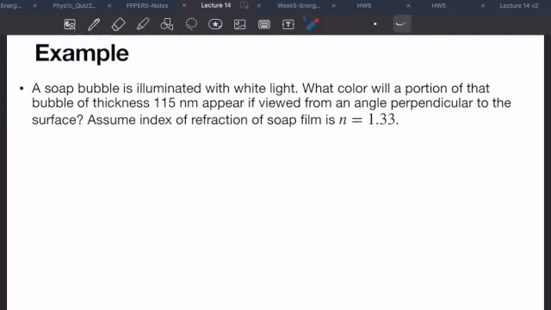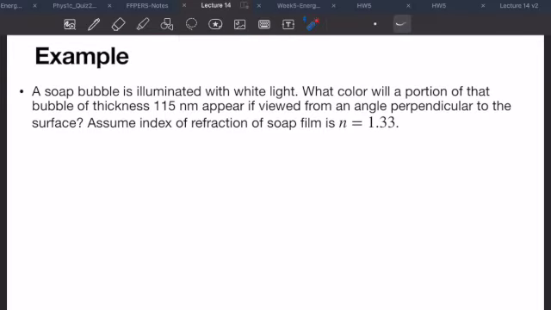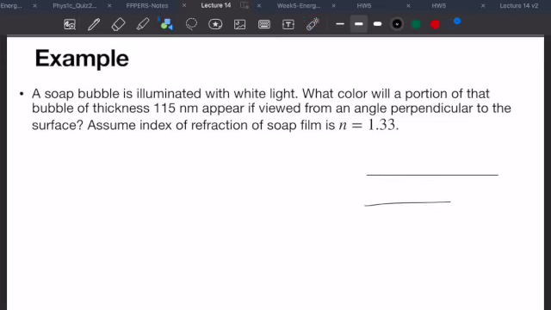Let's go ahead and do just one example of thin film interference. Before we do this example, please go ahead and pause the video and try this example yourself, because if you can work through it yourself, then you're basically good to go. Okay, we have a soap bubble. So the moment you figure out what kind of situation you have, you should draw out a picture for yourself.